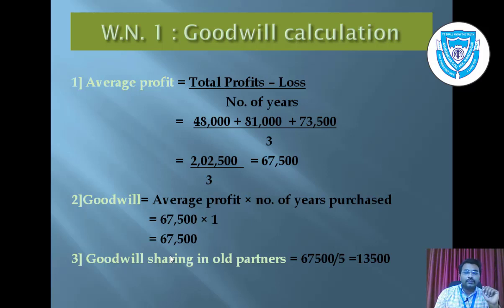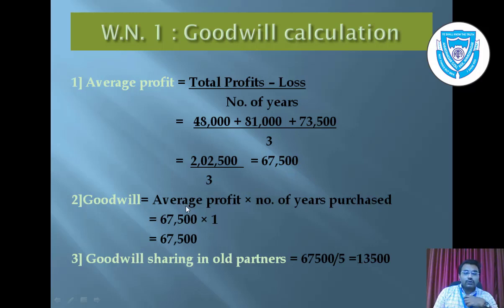It is the first step, average profit. Average profit is equal to total profit minus losses divided by number of years. So 3 years profits were given: 48,000, 81,000 and 73,500, divided by 3, because 3 years profits are given. Total of all 3 years profits is 2,02,500 divided by 3. You will get the average profit of 67,500.